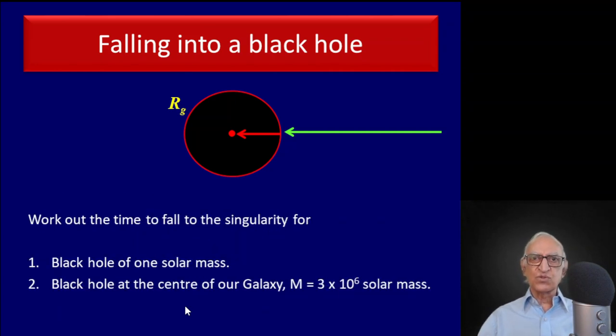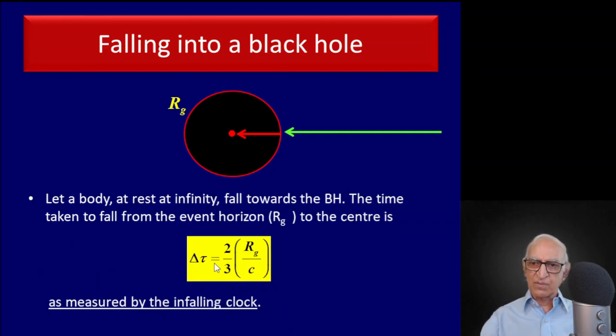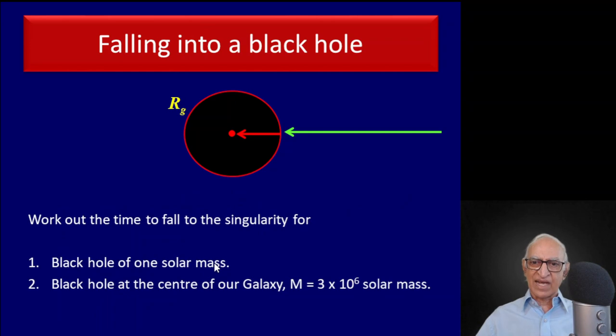So I want you to do two simple problems. It'll be fun for you. Let us say that this black hole has a mass equal to the mass of the sun. Use the formula Rg is equal to 2GM by c squared. Put M equal to the mass of the sun and calculate what the radius ought to be of the black hole. Then use the formula that I showed you in the previous slide, and calculate how long it will take for you or the stone to crash to the central singularity.